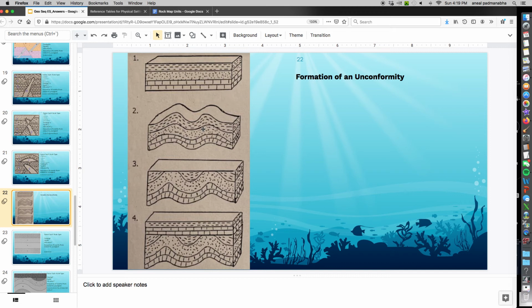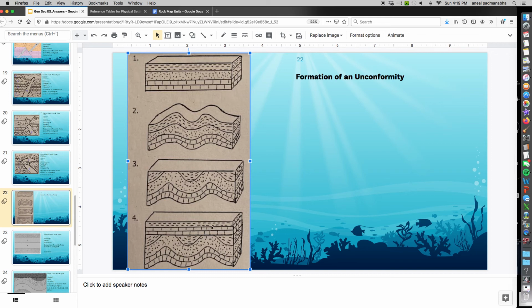Then an erosion event comes through. So this right here is an erosion event. You can see there's uplifting. In some diagrams you'll see a squiggly line, or it won't be a straight line, it'll kind of be a broken line, and that is indicating that that's an erosional feature. And then on top of it, we actually have fresh layers put on top.